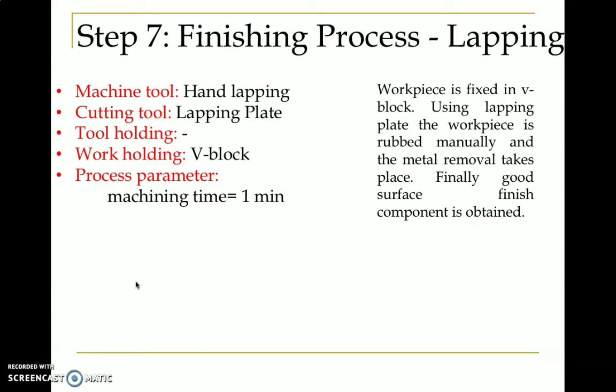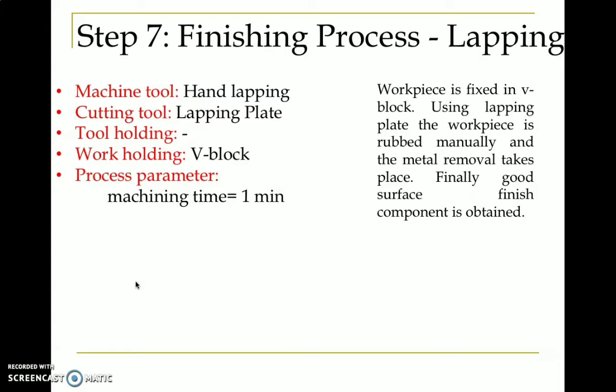finishing processes. Since we have reached the finishing process, it means that we have almost finished manufacturing the product. So here we are doing lapping process. The workpiece is fixed in a V block, and using the lapping plate, the workpiece is rubbed manually and the material removal taking place. Finally, good surface finish of the component is obtained.